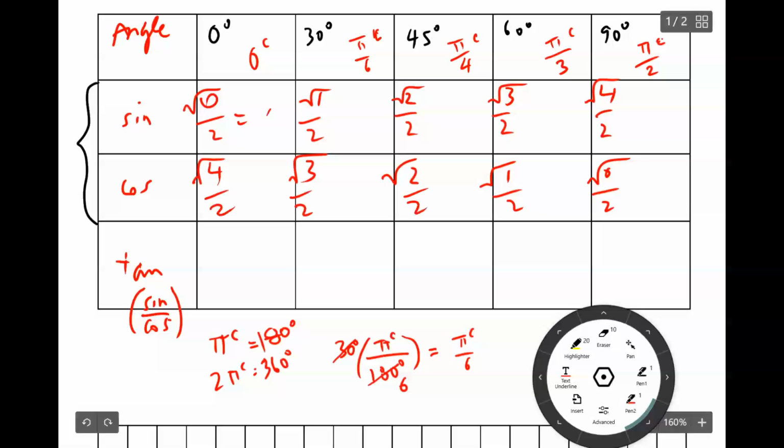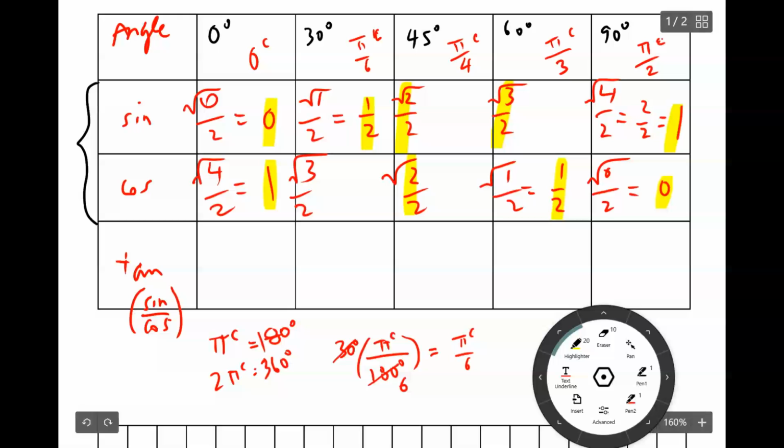Square root of 0 over 2 is 0, so these are both 0. Square root of 1 over 2 is 1/2. Square root of 2 over 2, you can just leave it as is. Square root of 3 over 2, you can leave it as is. Square root of 4 over 2 is equal to 2 over 2, which is equal to 1. So we're done with the top part. I'm just going to highlight the reduced answers. Okay? I'm going to want you to reduce these for the quiz.